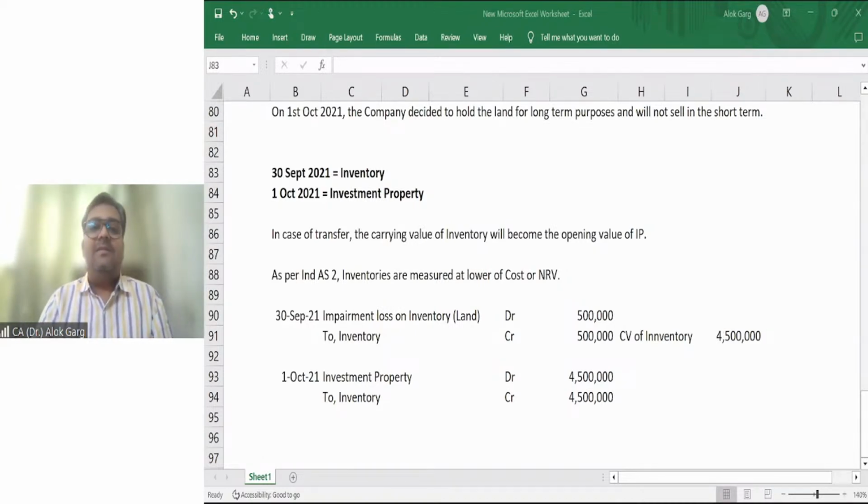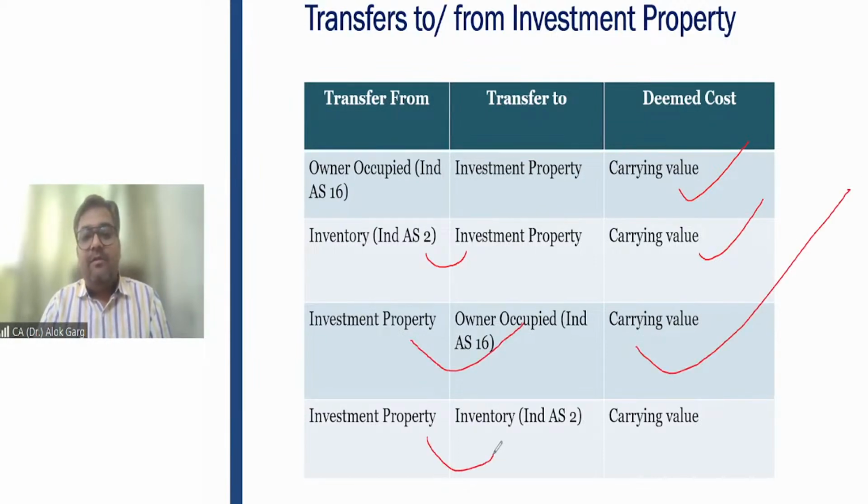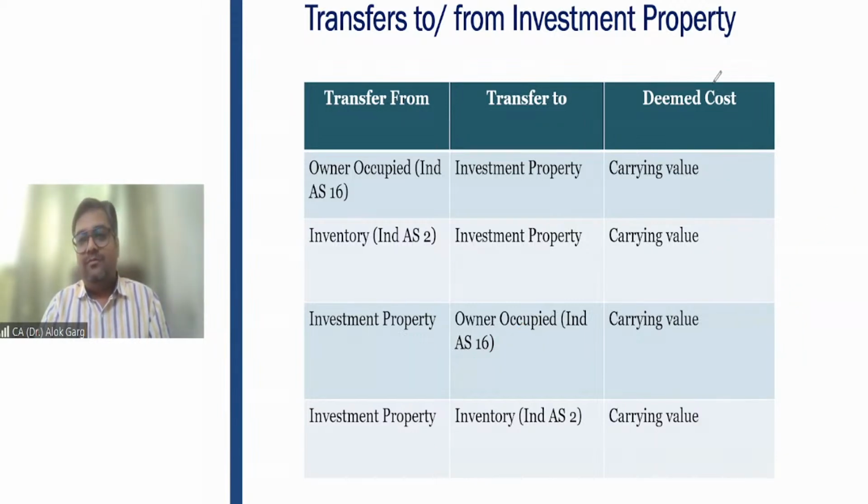So we discussed this, that if it is getting transferred from PPE to investment property, again it is at carrying value, right? And how to arrive at carrying value? You have to apply that respective standard. From inventory to investment property, again carrying value. From investment property to PPE, carrying value. From investment property to inventory, carrying value. So this is what you have to do. Simple.